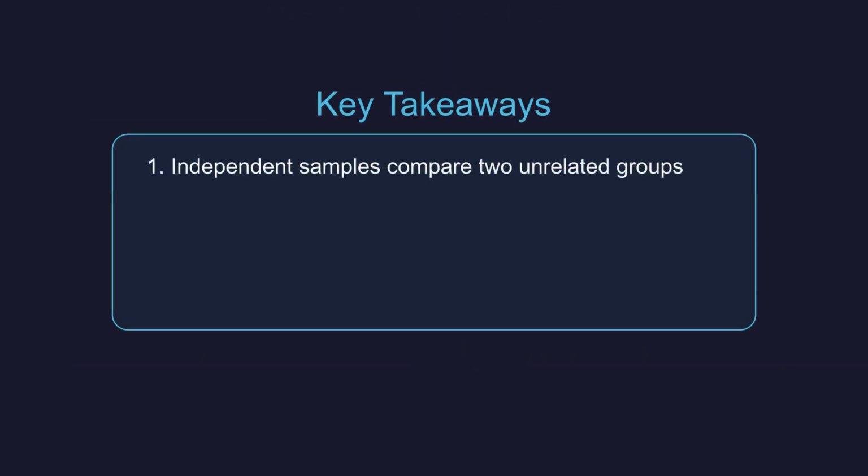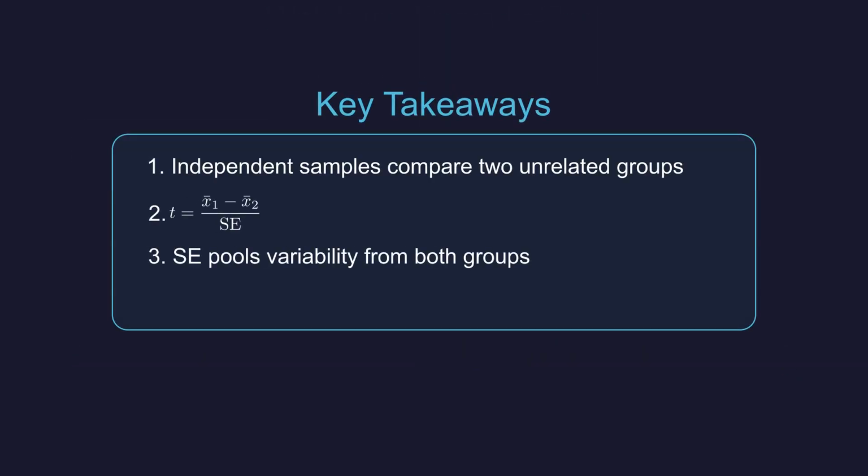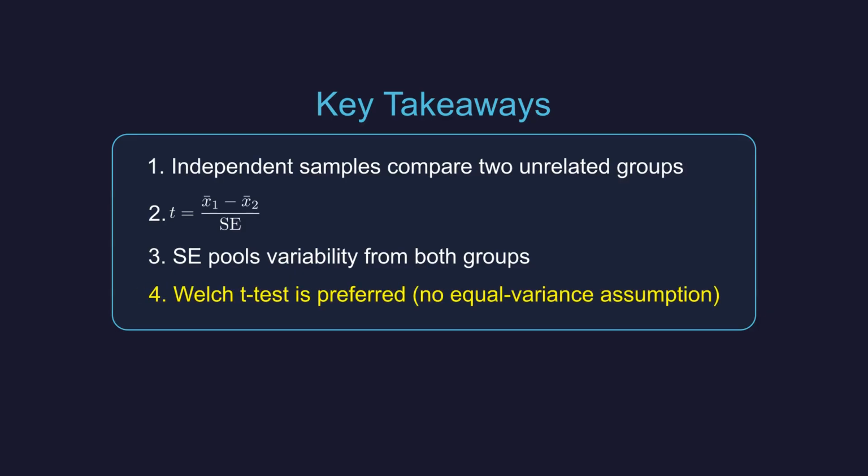Let's recap. The two-sample t-test compares means from two independent groups. The test statistic divides the observed difference by the standard error. The standard error pools variability from both groups, and the Welch version is preferred because it doesn't require equal variances.